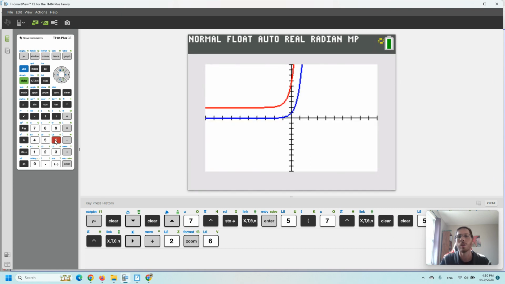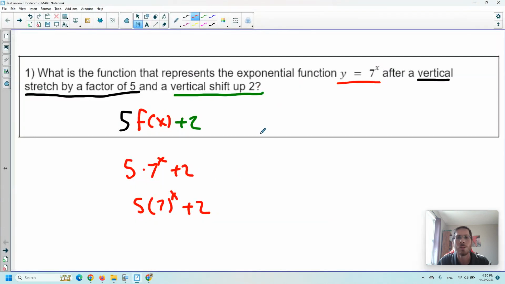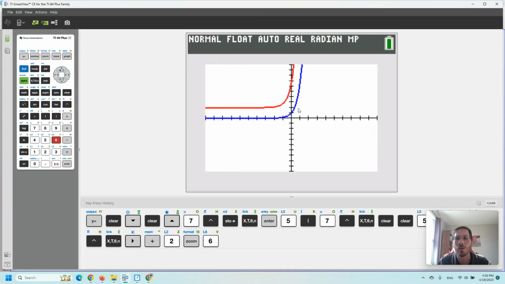I don't think my window is normal. So we can see the red one is definitely going to be up 2 and then stretched by a factor of 5. So again, we stretched out by a factor of 5. So what was at 1 is now going to be at 5, and then our whole thing is moved up 2. We can see that right here with the asymptote, where the asymptote's going up 2.